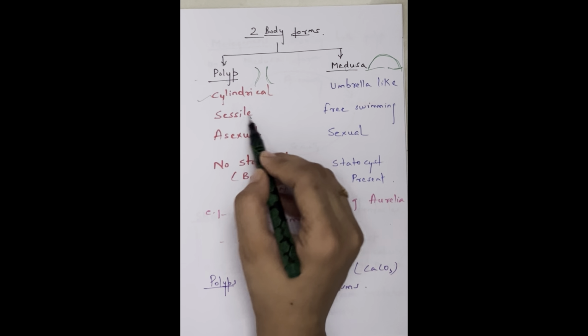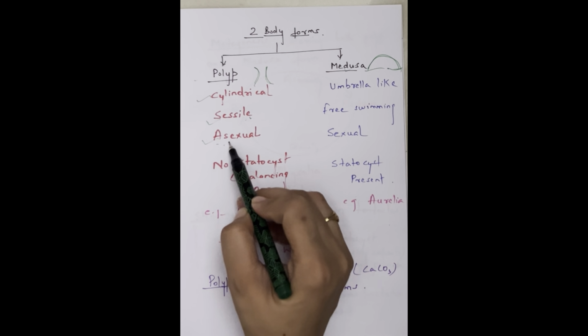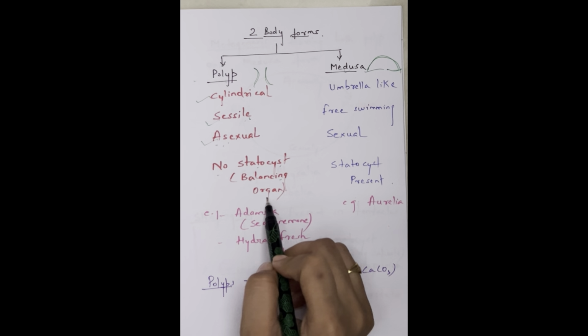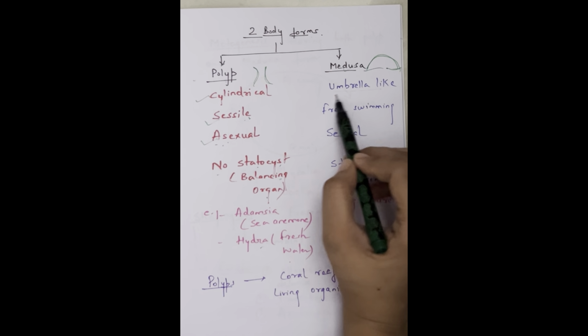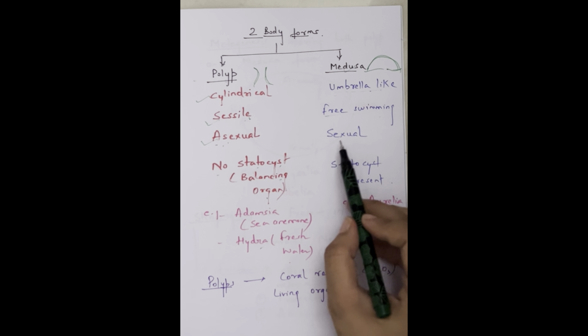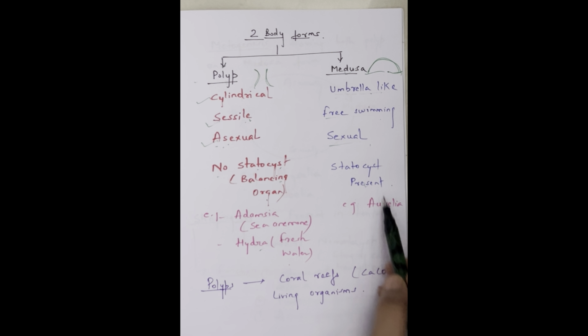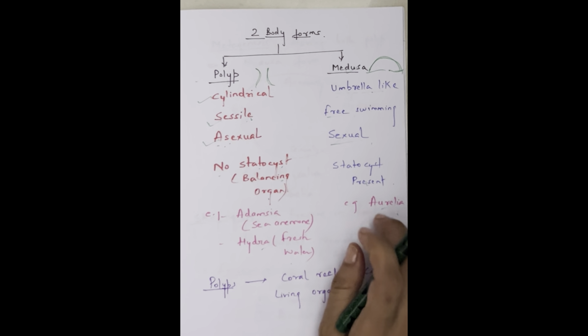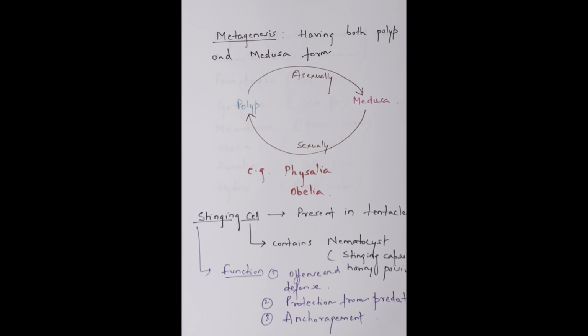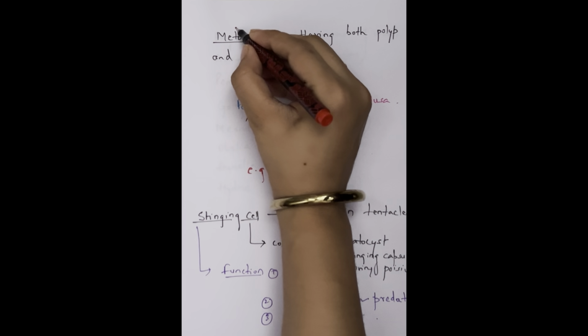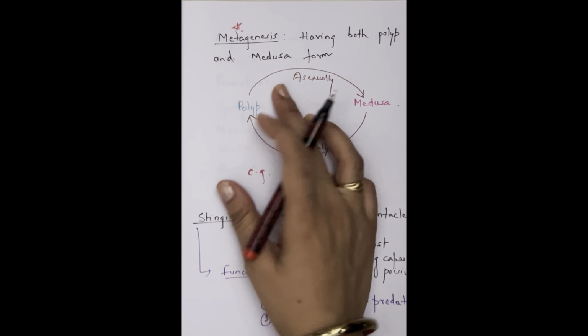The polyp structure is cylindrical. They are sessile. They are static at one position. Asexual. There is no statocyst, which is the balancing organ. Examples are Adamsia and Hydra. Medusa are umbrella-like. They are free swimming and sexually reproductive. Statocyst is present for balance, and Aurelia is an example. A very important thing is that polyps form coral reefs. Very, very beautiful. I'll show you the picture in the end. They are made up of calcium carbonate and they are actually living organisms. This is not dead.